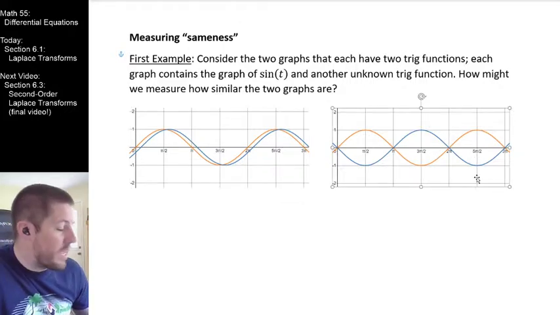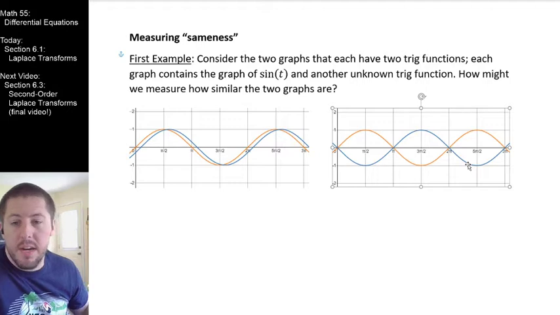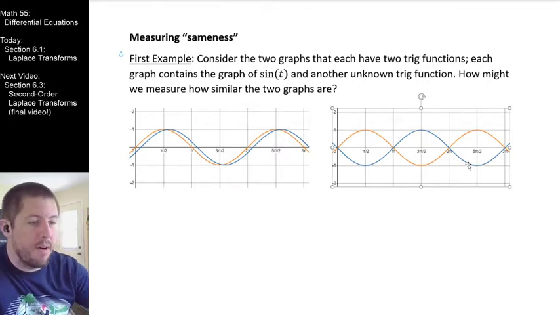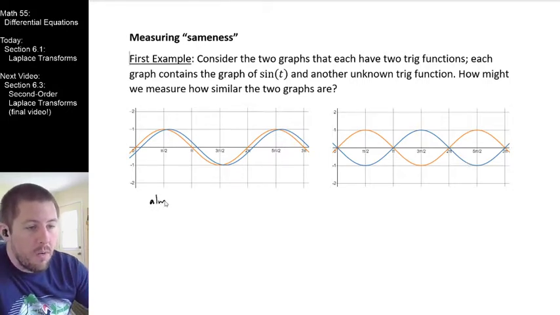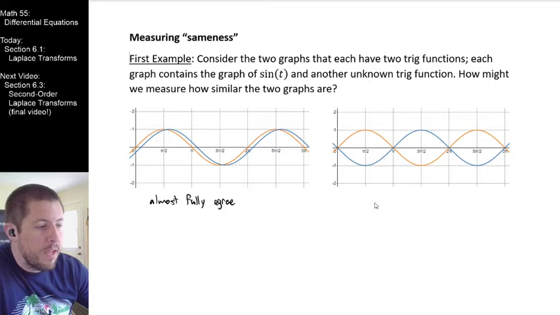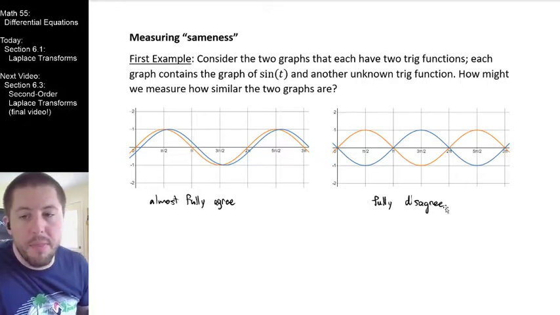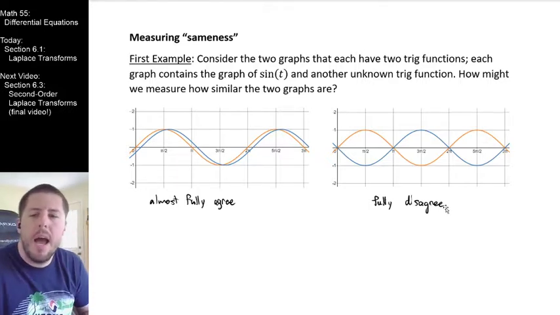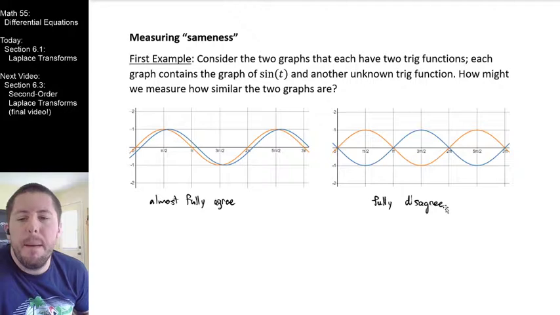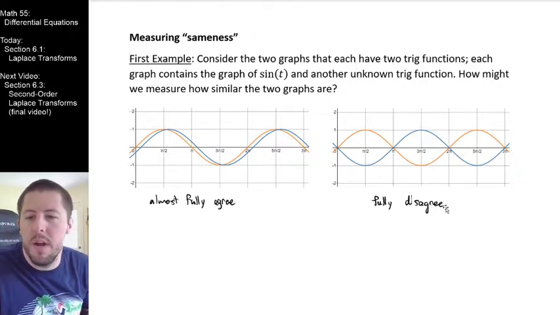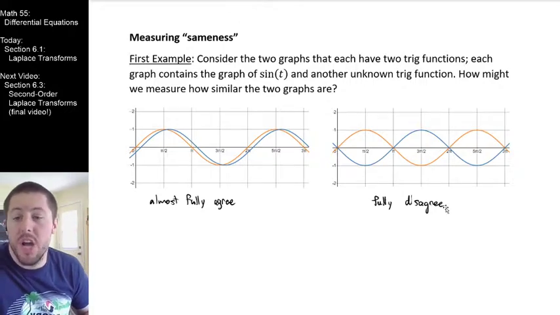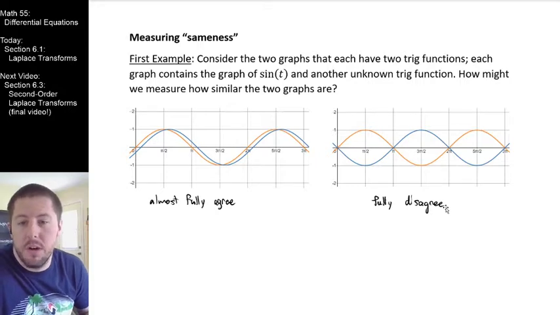And clearly in the second graph, they fully disagree. They're doing literally opposite behavior as one another. So here we almost fully agree with one another, and here they fully disagree with one another. So my question to you, and you should stop and really think about this for a little bit, is: how would we do a math operation, a calculation, to compute a number that helps us judge how similar these two functions are?